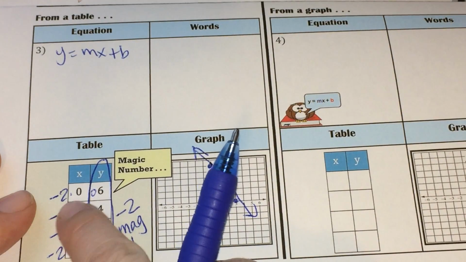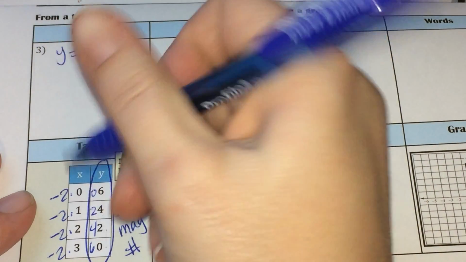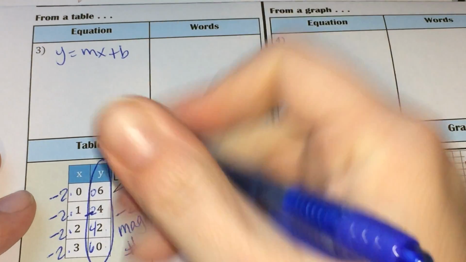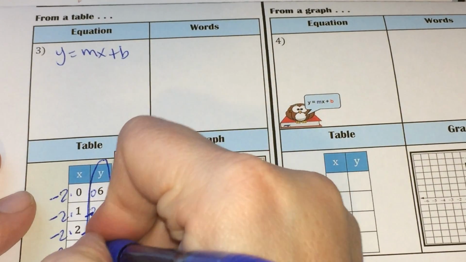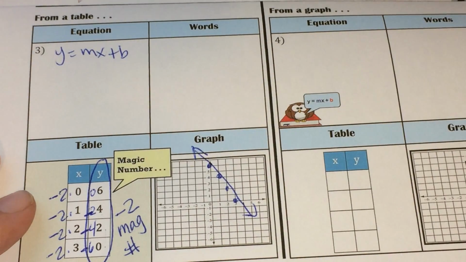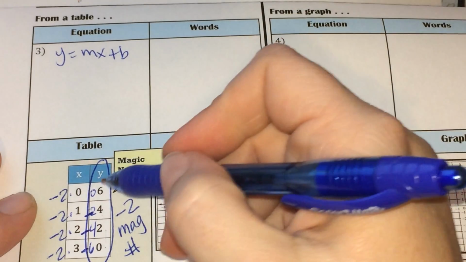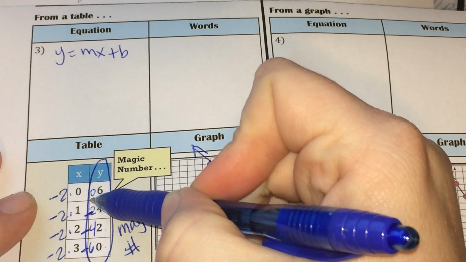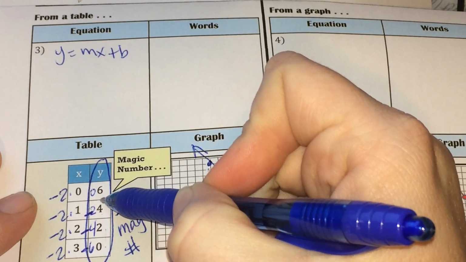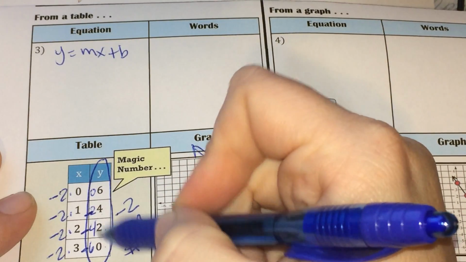All right, -2 times 0 is 0. That part is good. -2 times 1 is -2. -2 times 2 is -4, and -2 times 3 is -6. Did you catch my mistake? All right, so we are going to ask ourselves, what do we need to do to 0 to make it a 6? And I think I need to add 6. And I'm going to check, does adding 6 work for all of these?